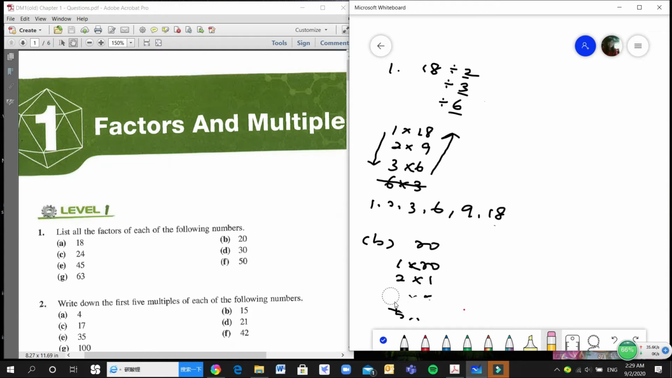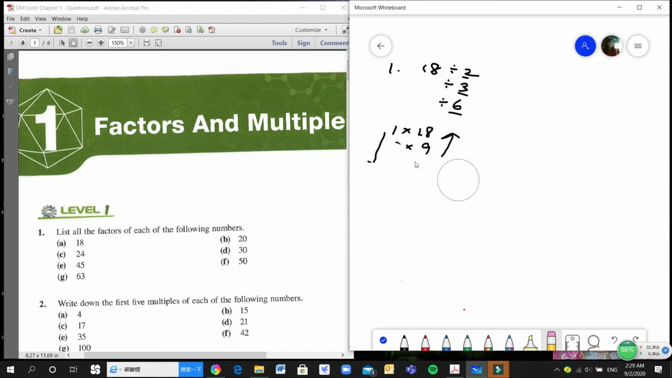And let's look at the next one, multiples. Question 2, multiples. What are multiples? Multiples are like the times table that we memorize. For example, question number 1. Multiples of 4. They want you to list down the first 5 multiples.